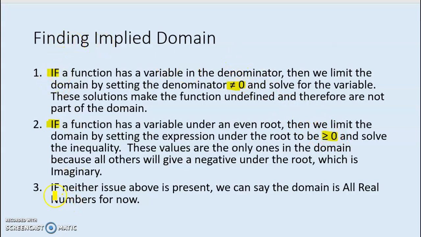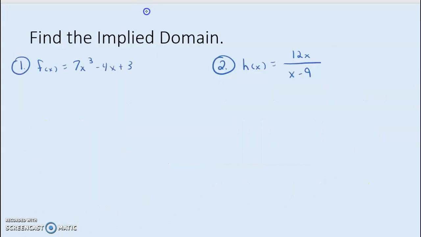Now, if neither one of those things happens, then for the functions and operations we know right now, we can say that the domain is all real numbers. So those two conditions take us away from real numbers. Let's see what we've got here. Find the implied domain. Number 1, f of x equals 7x cubed minus 4x plus 3. Thinking back to my two conditions, does it have a denominator with an x in it? The answer is no. Does it have a root? The answer is no. So the domain is simply all real numbers. No calculation needed there. It's understood.